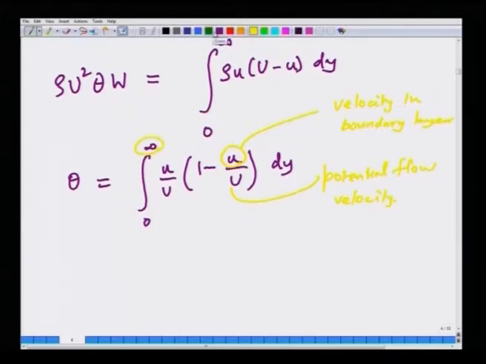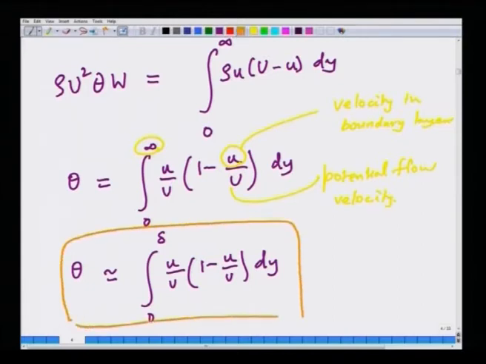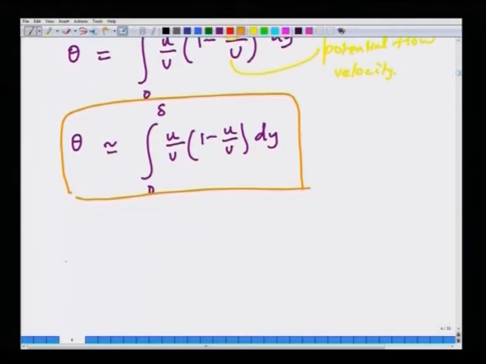Just as we did before, we are going to replace the infinity in the integral by the boundary layer thickness delta. So, theta is approximately equal to the integral from 0 to delta of u by capital U times 1 minus u by capital U dy. This is the definition of the momentum thickness.